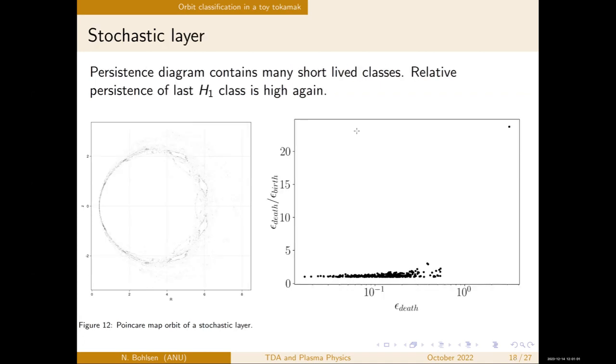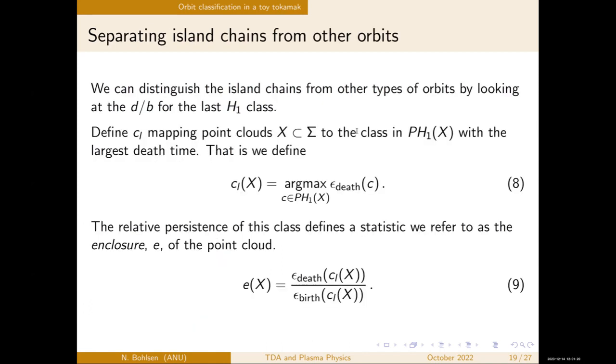And for a stochastic layer, so here's a proper big chaotic layer. Yes, I'll fluctuate back and forth between calling it stochastic and chaotic. For a chaotic layer, we again see that last class, the one furthest to the right, is really big again, because this layer is now connected. So this immediately gives me a simple criterion to work out if I am a full loop. I'm going to look at that furthest to the right class, and I'm going to ask what is its death on birth ratio. That's a quantity I'm going to call the enclosure. It's sort of a measure of how much it encloses things.